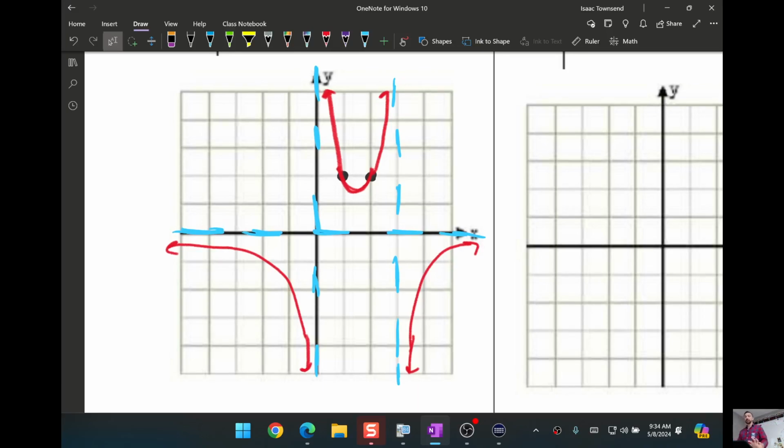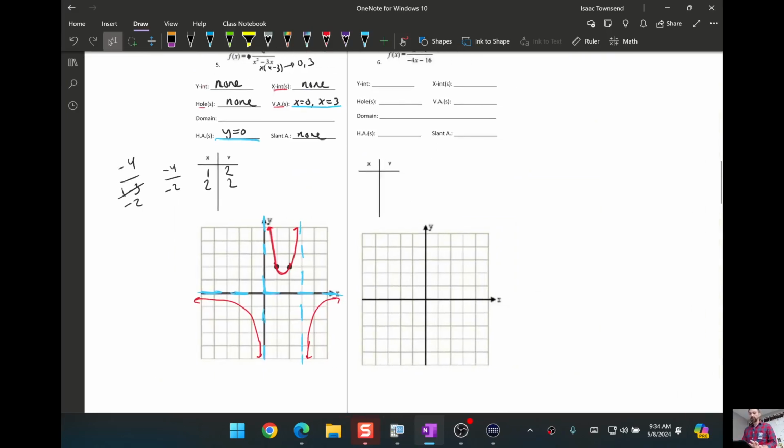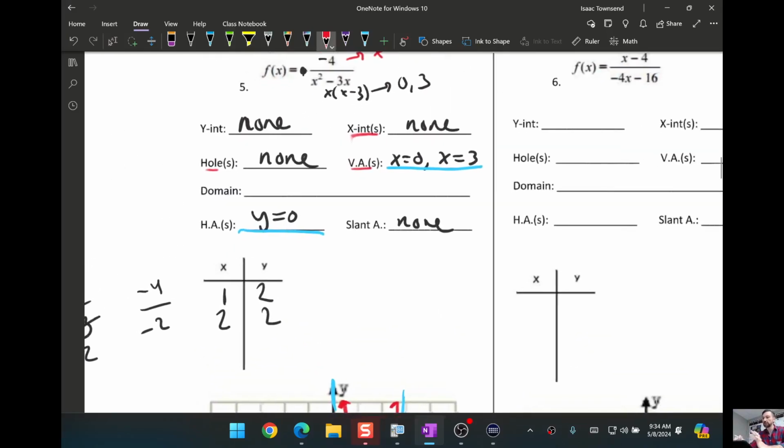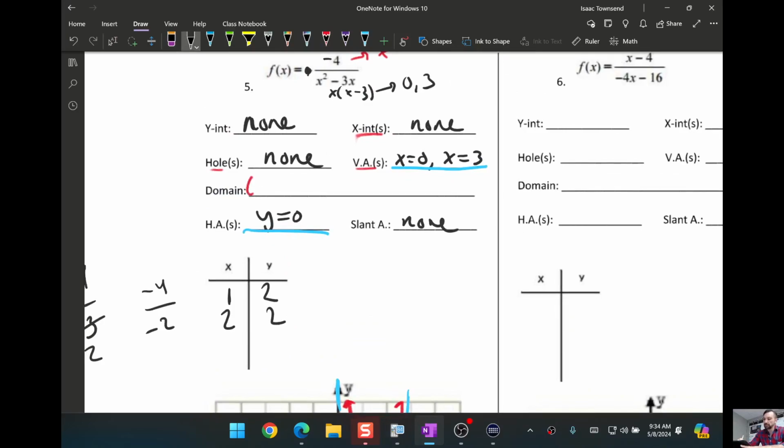Okay, so next up, if you would please try question 6. Oh, no, I'm sorry, we've got to do the domain too. So your domain was everything except these 2 vertical asymptotes. So you should have skipped 0: everything from negative infinity to 0, skip 0, everything from 0 to 3, skip 3, and then everything after 3.